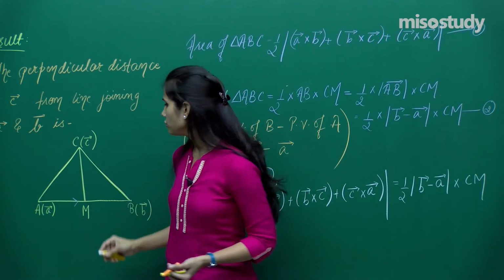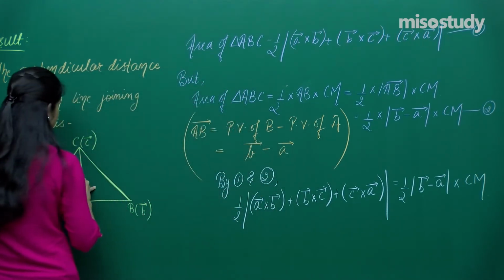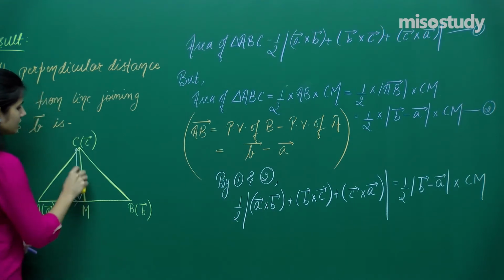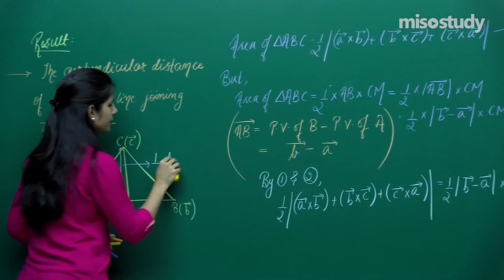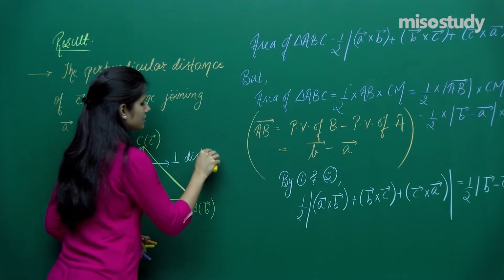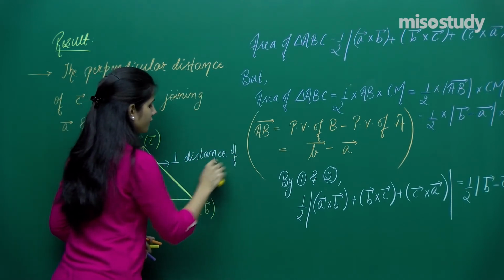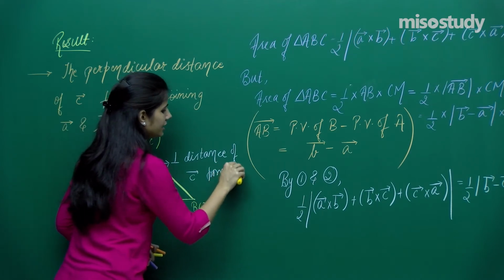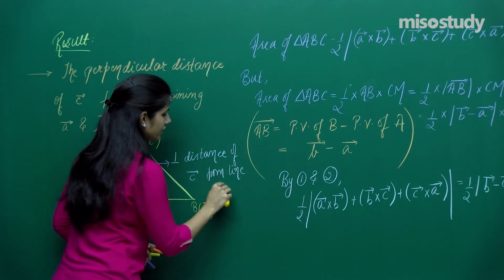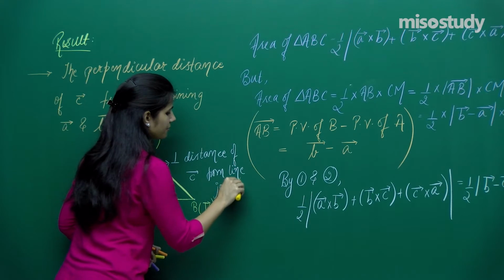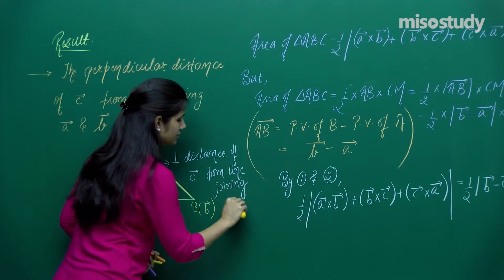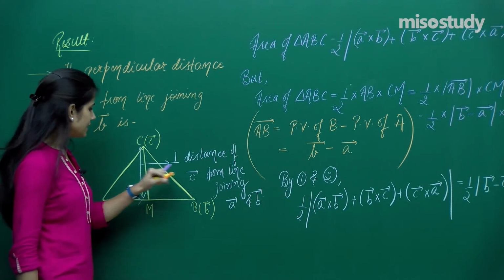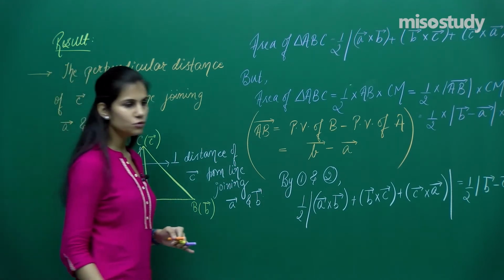Don't forget what you need to find. You actually need to find Cm. What is Cm? Cm is the perpendicular distance of C vector from the line joining A vector and B vector. I need to find this. So, basically Cm is what I need to find.